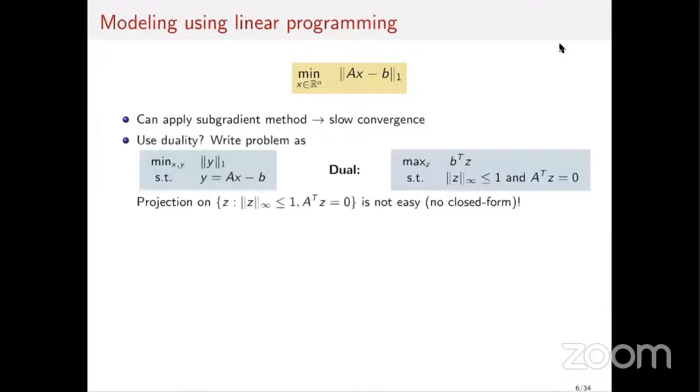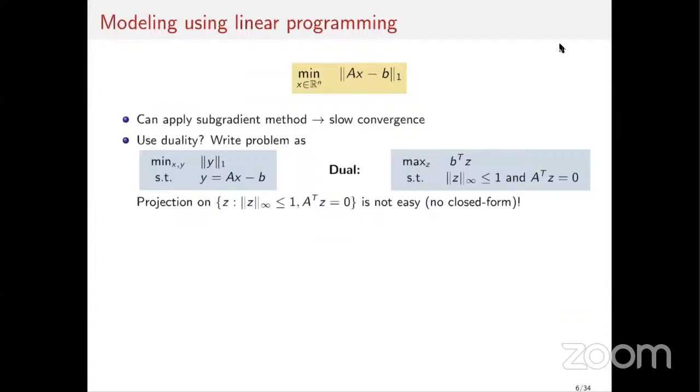One can think about other methods. Can we use duality and use a fast projected gradient method like we did yesterday for the problem? So you can introduce a new variable y, call y equal to Ax minus b, and then take the dual and so on. I did this for you, and this is the dual that you get, written on the right hand side.